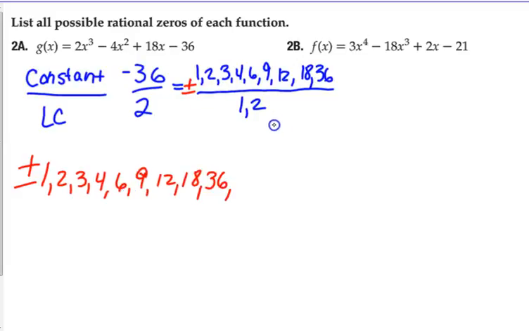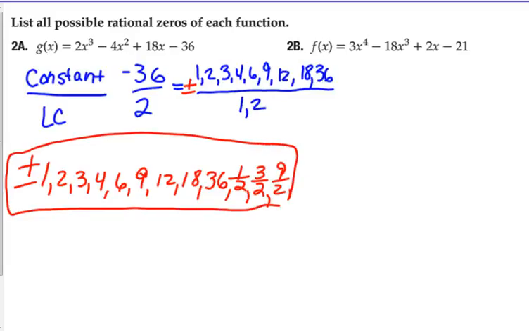Now we're going to put them all over 2 because that's the other denominator. So 1 over 2 would mean 1/2 could be a rational zero. 2 over 2 would be 1, which is already on our list. 3 over 2, 4 over 2 is already on our list. 6 over 2, 9 over 2. 12 divided by 2 is 6. 18 divided by 2 is 9. And 36 divided by 2 is 18, all of which are already on the list. So this would be what you would need to list. Now, that's actually 12 numbers, but it's actually 24 possible zeros. Does everybody understand? Because they all could be positive or negative.